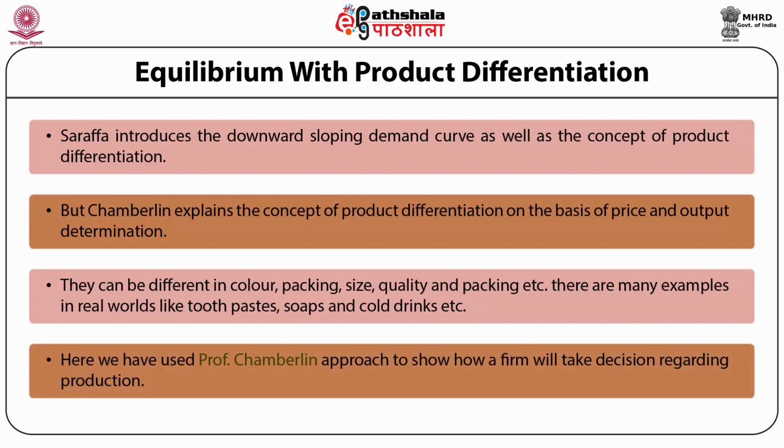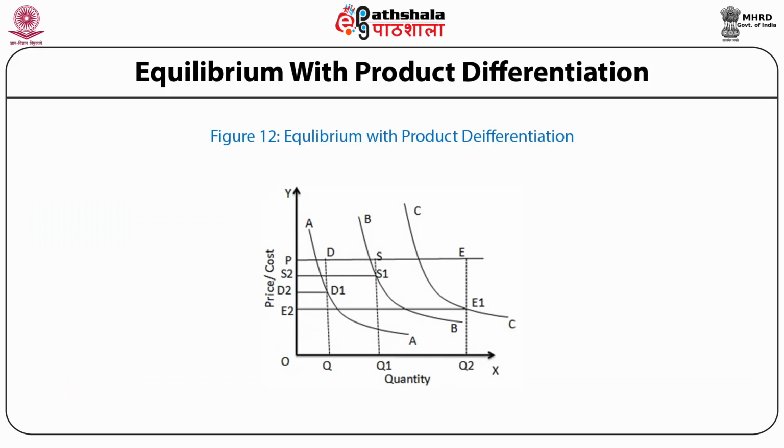Here, we have used Professor Chamberlin's approach to show how a firm will take a decision regarding production. We assume the price of the product to be constant. There is only one variety which gives the highest profit to the firm. Here, we have taken three varieties A, B, and C of goods. Average costs of these are AA, BB, and CC respectively. The firm is charging OP price for these three varieties.